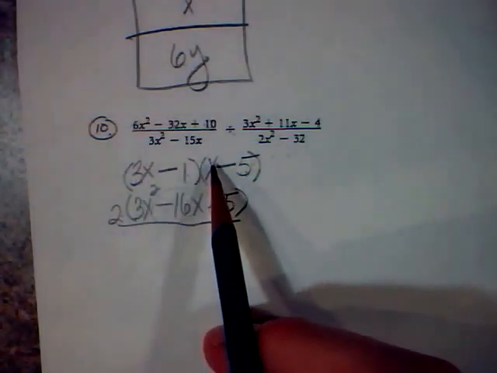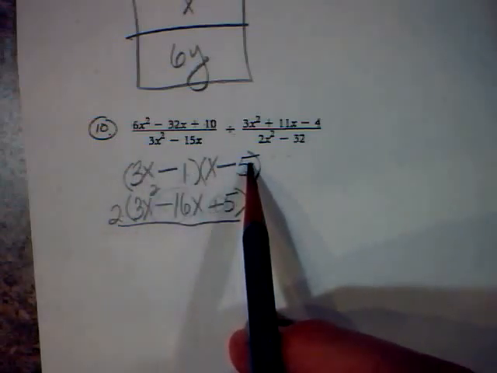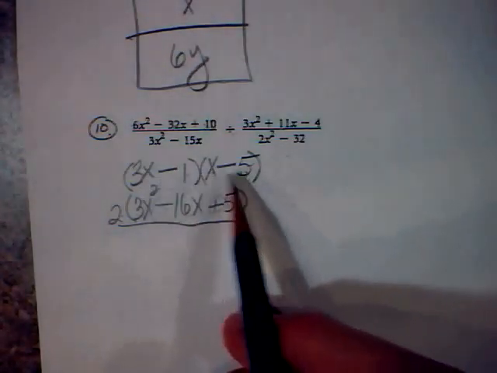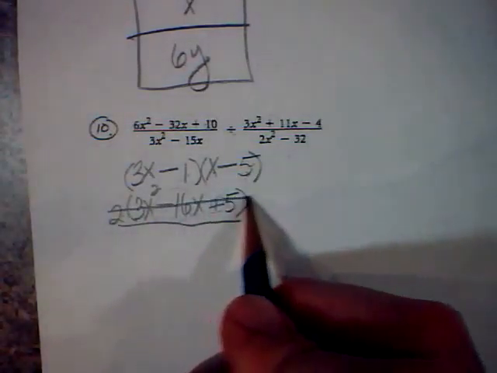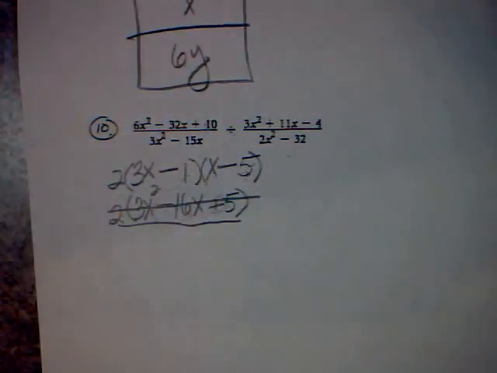So let's see if we end up with a negative 16x. 3x times negative 5 gets you negative 15, and negative 1 times x gets you negative 1. Negative 15 and negative 1 gets you negative 16. So apparently this is factored correctly. So I'm going to go ahead and put a line through this, and I'm going to bring this 2 up because that 2 is still one of the factors of that trinomial. So let's move to the denominator.